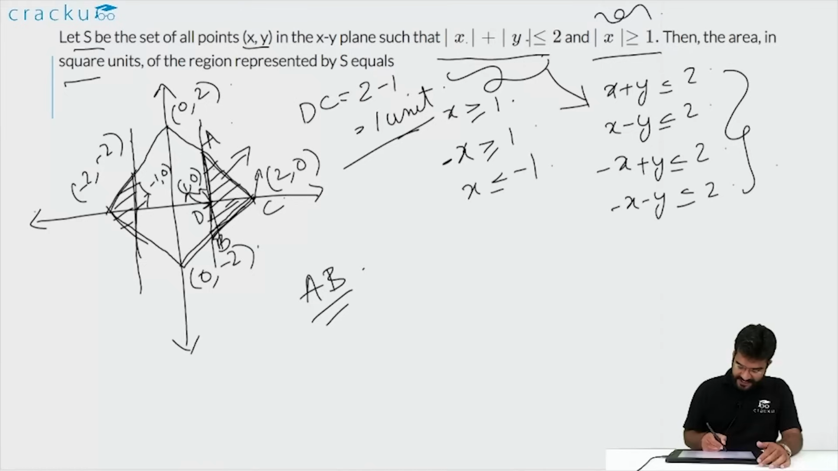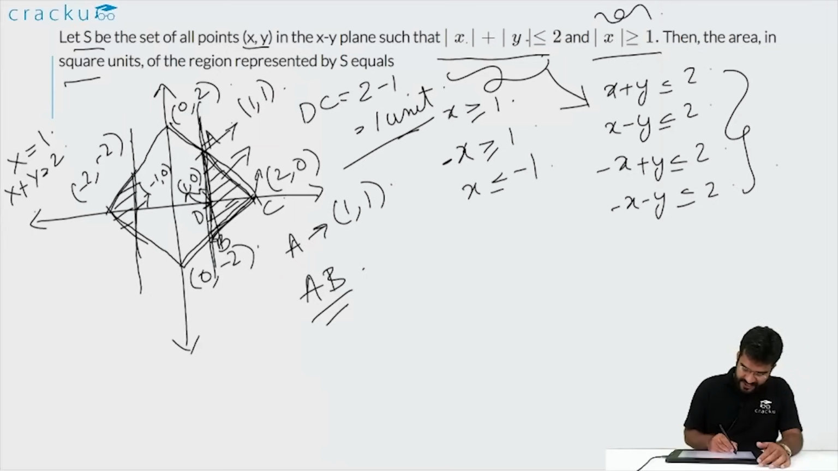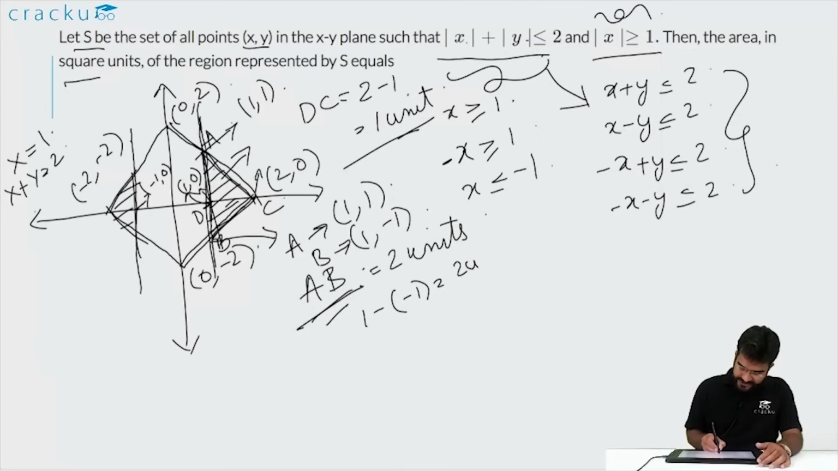To find out the base, that is the length of AB, we'll have to find out the points of intersection of the line x is equal to 1, which is one of the inequalities, along with the two line segments. One of the line segments is x plus y is equal to 2. So the point of intersection, that is this point A, will be 1, 1. So the coordinates of the point A are 1, 1. Similarly, if you calculate the coordinates of point B, they will be 1, minus 1. Therefore, the length of AB is equal to 2 units. This is basically 1 minus minus 1, which is equal to 2 units.